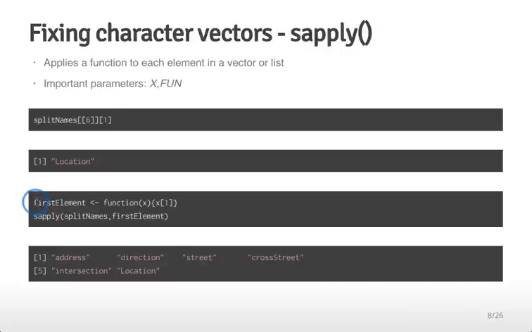And so what we do is we define a little function called firstElement. All this function does is it takes a character or a numeric vector in and returns just the first element of that vector.